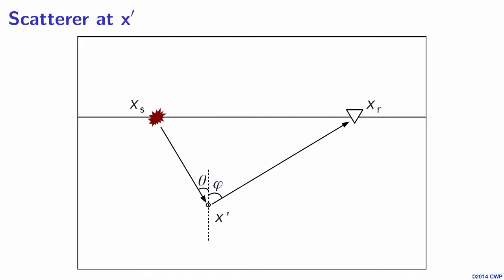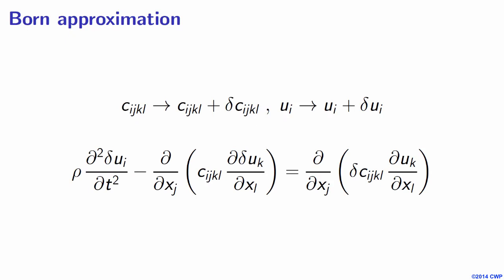So now we want to express the elastic wave equation in the Born approximation. So we've got the Cij's. We perturb the Cij's by delta Cijkl, which results in a perturbation in the wave field. And then we have an elastic wave equation in the perturbed wave field, and it's expressed in terms of a source function which has the perturbation in the stiffness coefficients embedded in it.